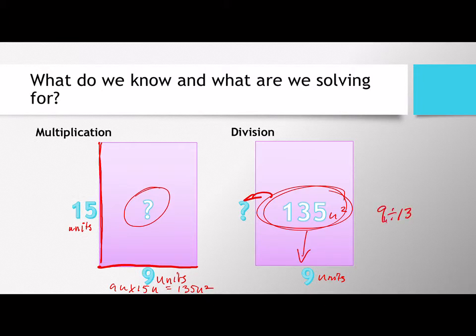We have 135 units squared divided by 9 units, which will give me 15 units. Okay, so this is what we didn't know before.